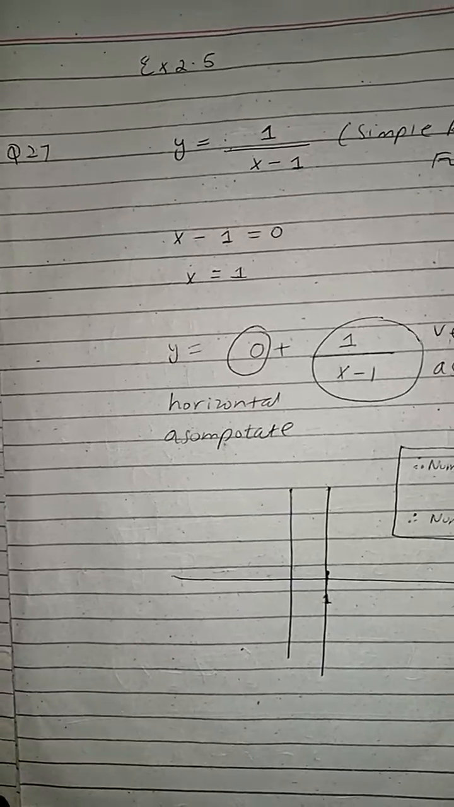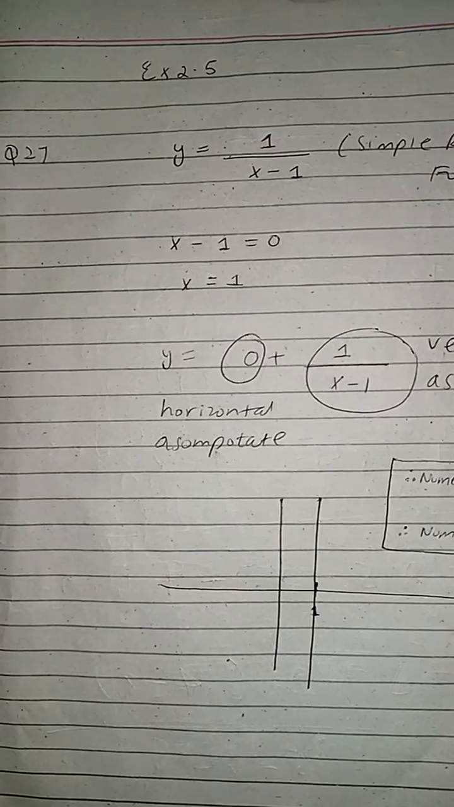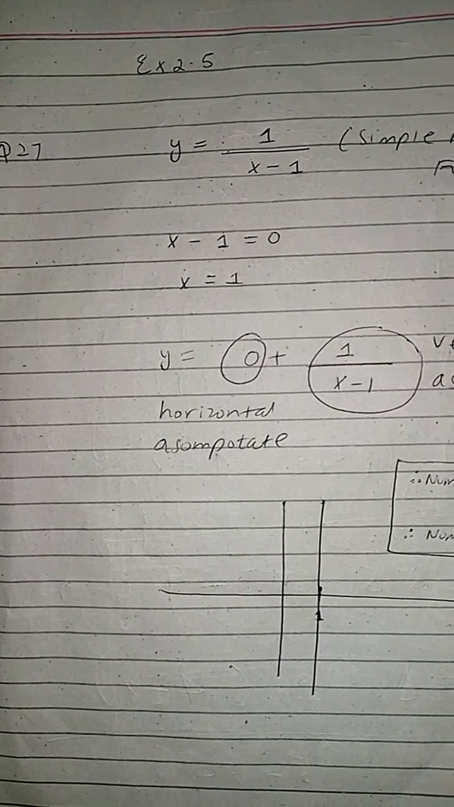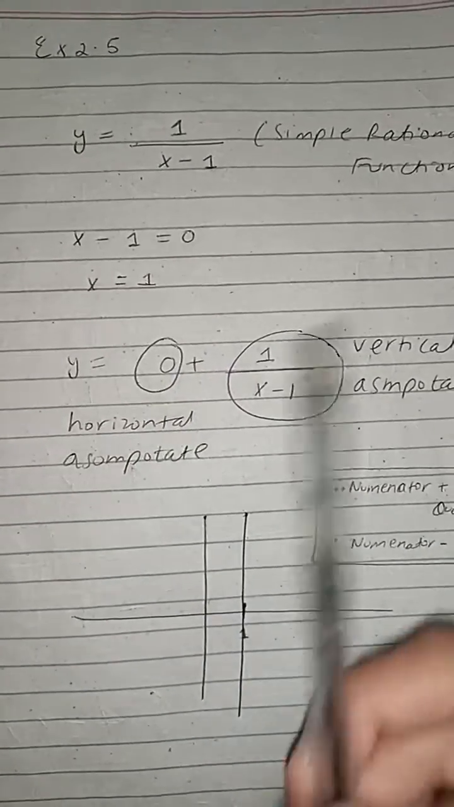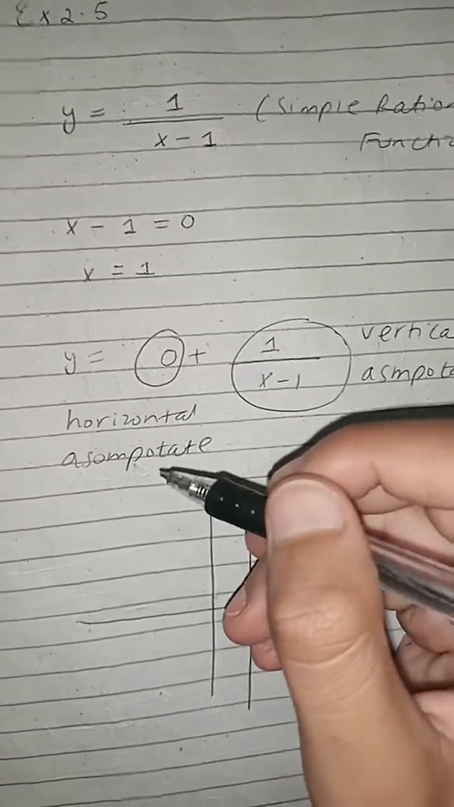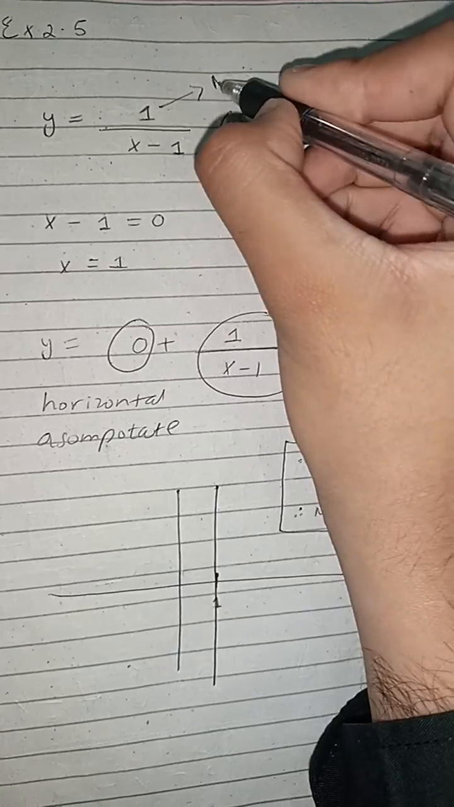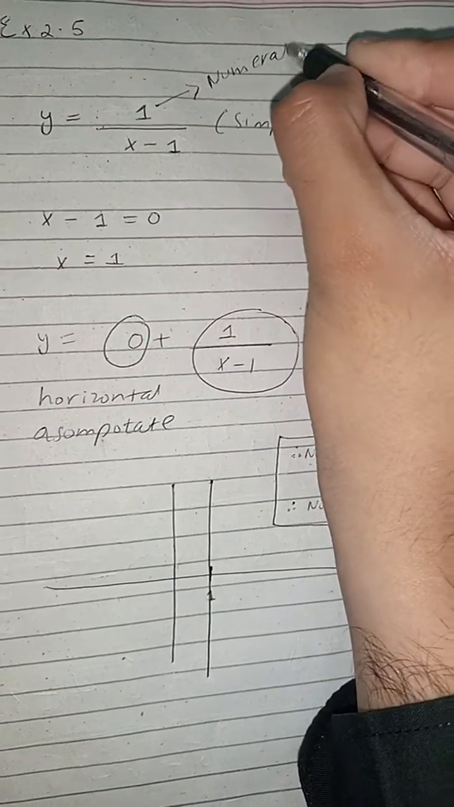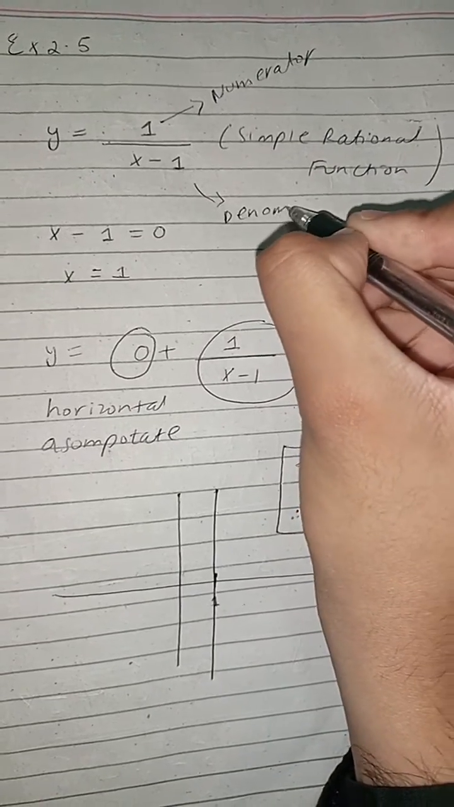Guys, today we're going to talk about how you can calculate asymptotes, the vertical and horizontal asymptote. Let's say you are given a question, y is equal to 1 by x minus 1. So you have to check what is in the numerator and what is in the denominator.